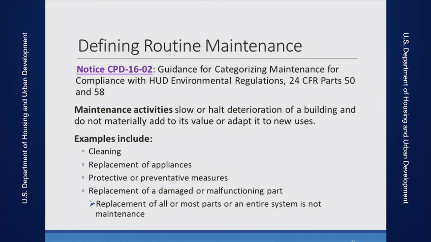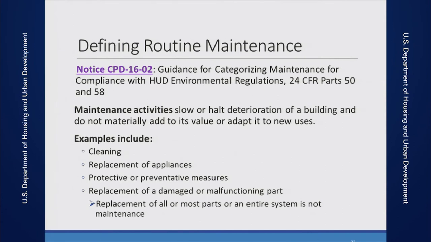Before we dive into how to do a review for tenant-based rental assistance and leasing, let's talk about the difference between routine maintenance and rehab. In 2016, HUD distributed notice CPD 1602, which provides guidance on categorizing activities as maintenance for purposes of HUD's environmental review requirements. Note that this notice does not affect the definition of maintenance for any program requirements. As a rule, maintenance activities slow or halt the deterioration of a building and do not materially add to its value or adapt it to new uses.